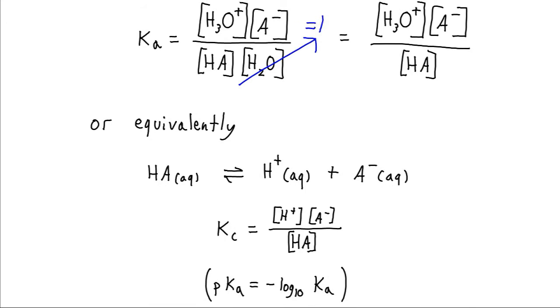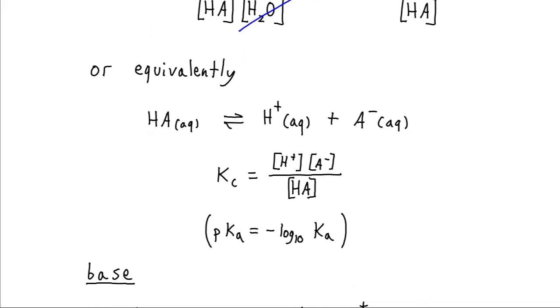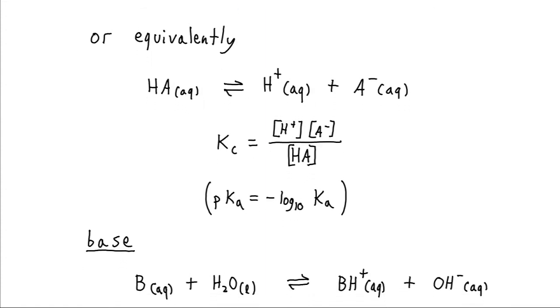Now, just like with our pH and pOH, we can define a pKa for this equilibrium constant. Just take the negative log base 10 of whatever the constant is. And we can do the same thing for our base reaction. So our base reaction is where our base reacts with water and takes a proton. So we'll gain a hydrogen and we'll gain the charge that goes with it. And then the water will be reduced to OH minus.